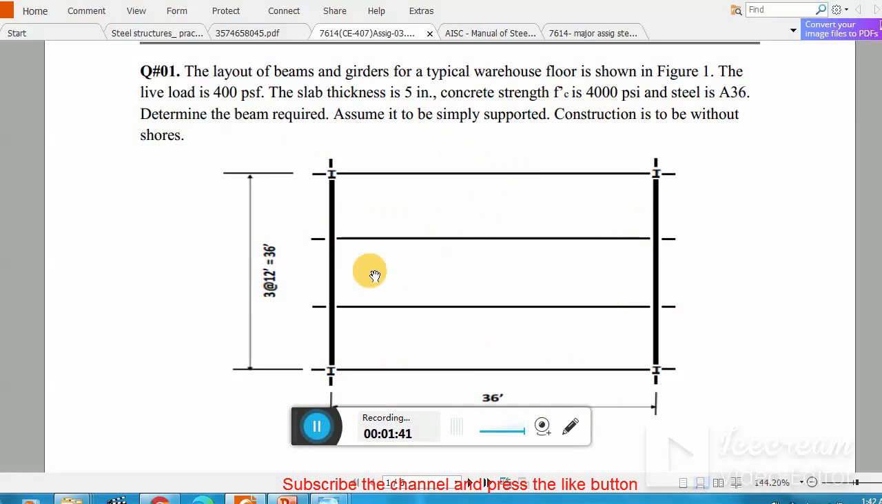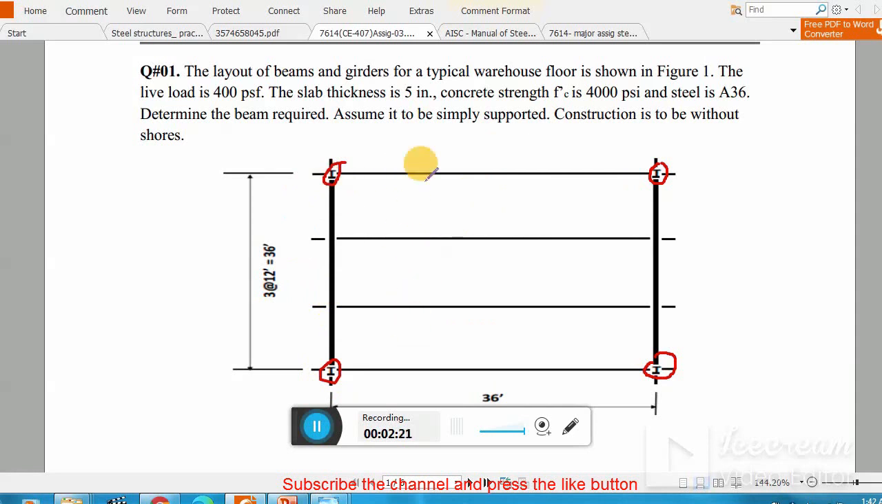The configuration of the system is such that these are girders, because girders are those beams which are directly supported over the columns and directly transfer the load to the columns. So these are the columns, there is a column here, and here is also a column. These are our secondary beams, because they transfer the load to the girder and then the girder transfers that load to the columns.